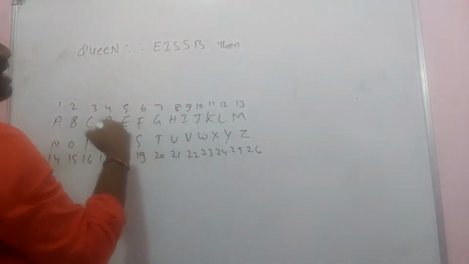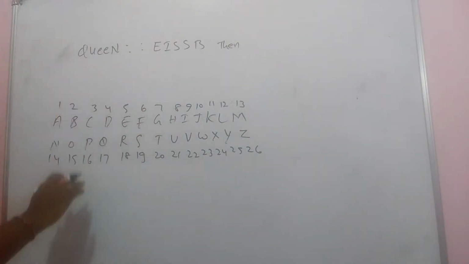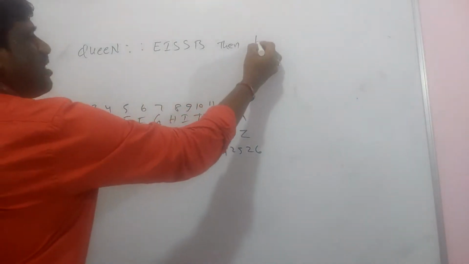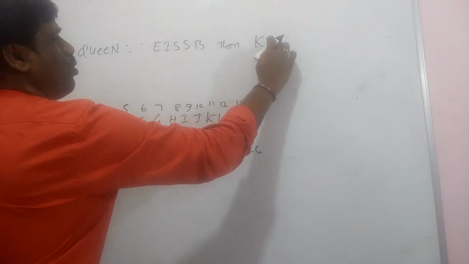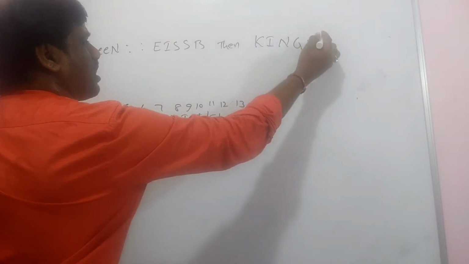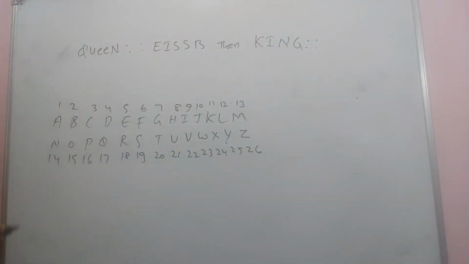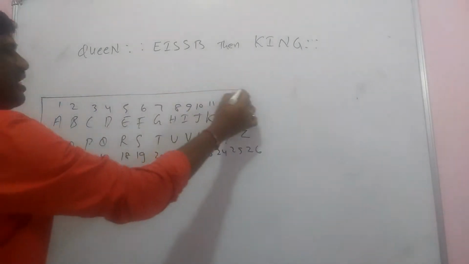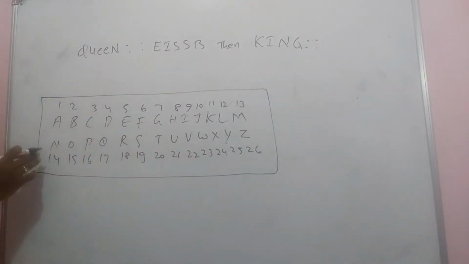Then what is the code language for King? Queen is coded like this, then what is the King code? So if you observe, this is the magic of most coding and decoding language. This is the most important one. That is corresponding letters. These are corresponding letters.